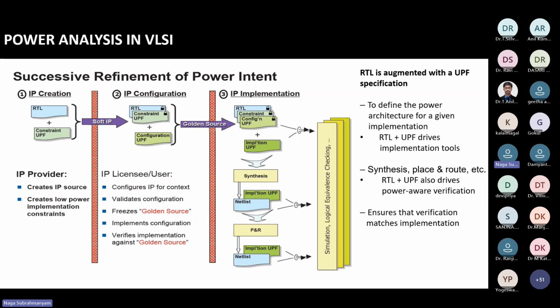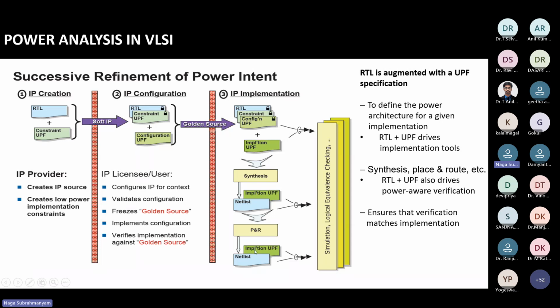Once this IP configuration is done, the verification engineer will verify whether the UPF is working properly or not. Then they'll go for the synthesis and placement routing. Then they'll generate the netlist. After the netlist, it will go for fabrication. So this is from RTL to the end of the line, the implementation of low power.